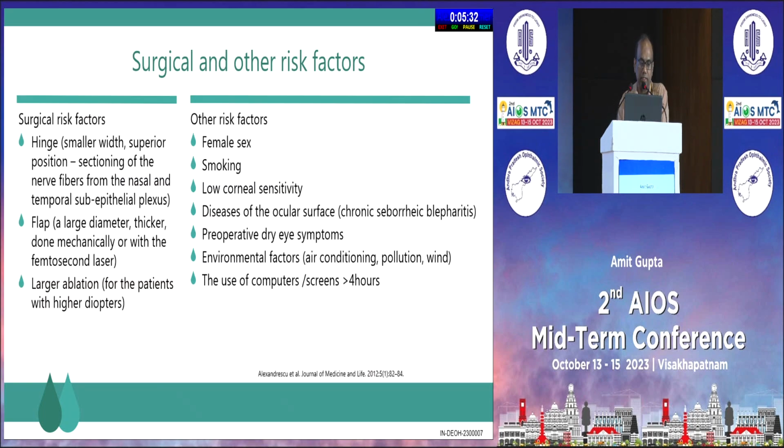So what are the other surgical risk factors? A smaller hinge, which means you've taken a larger cut, is a risk factor. Sectioning of both the temporal and the nasal fibers for a superior hinge can cause more dry eye. A larger flap diameter and a greater ablation can also cause more dry eye. Other risk factors include the female population, smoking, low corneal sensitivity, the coexistence of seborrheic blepharitis or meibomitis, the occupational or the environmental factors, and the use of computers or screens for more than 4 hours a day.